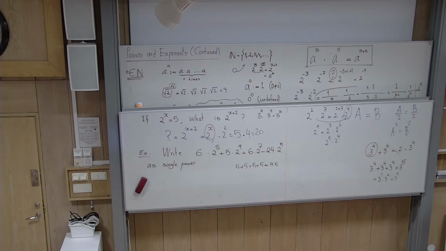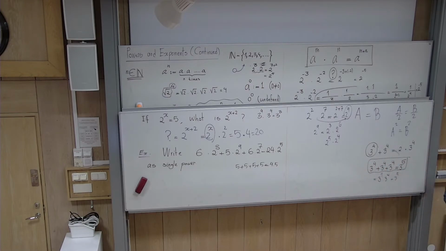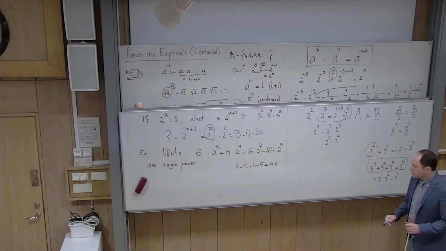So it is extremely important to understand this method because this seems a little bit strange. I am adding 3 to power 4 three times and then suddenly it becomes 3 to power 5. Could you use another example to further explain it? Yes, we can do that.